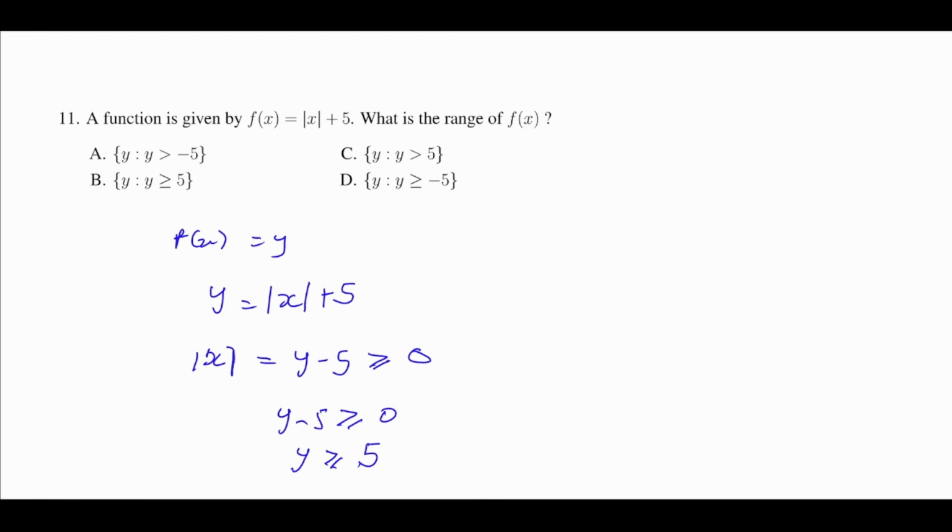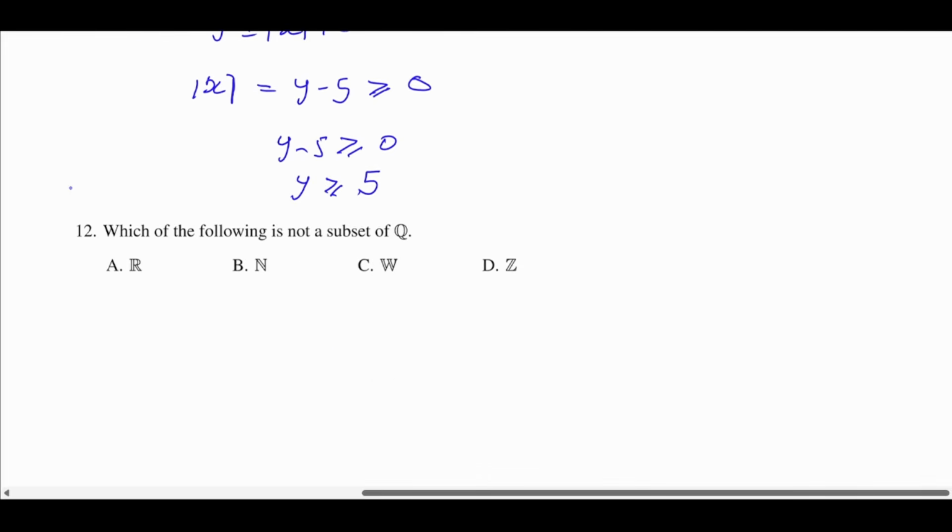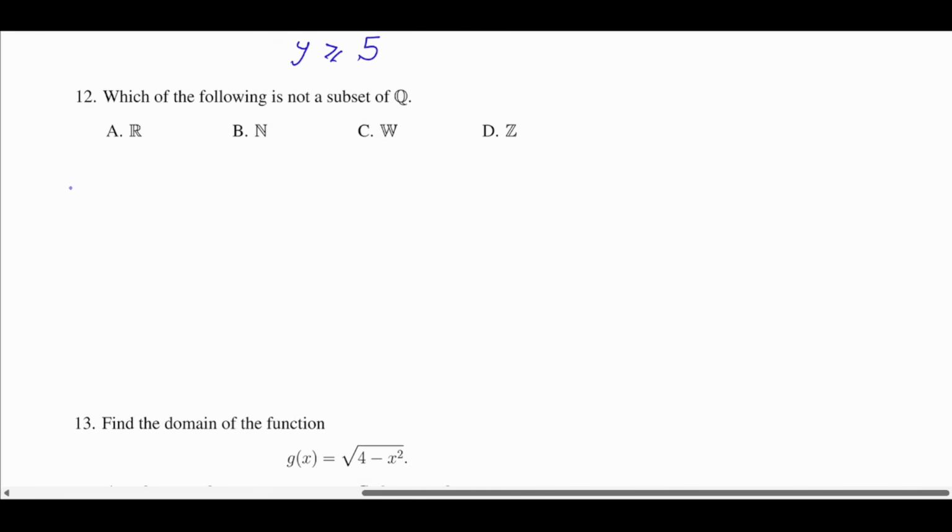And in that case, which one of them matches my answer perfectly? And then the answer is what? Is B. So I choose my B nicely. Then we come to question 12, which says, which of the following is not a subset of Q?